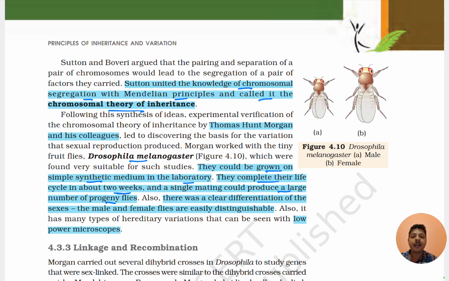Also, there is a clear differentiation of the sexes. The male and female flies are easily distinguishable. Also, it has many types of hereditary variations that can be seen with a low power microscope.